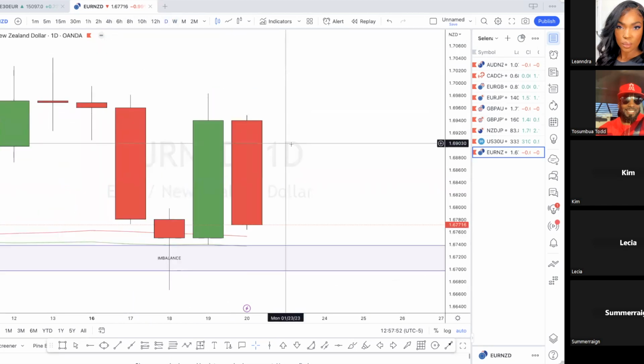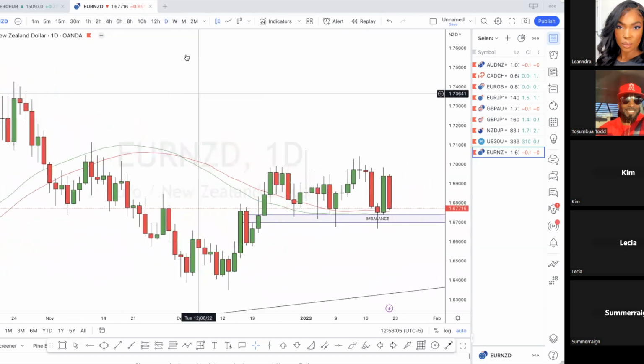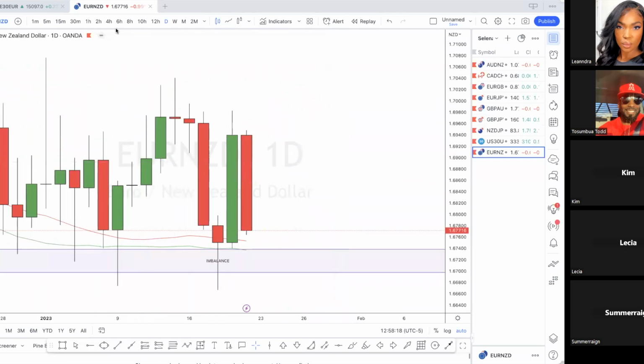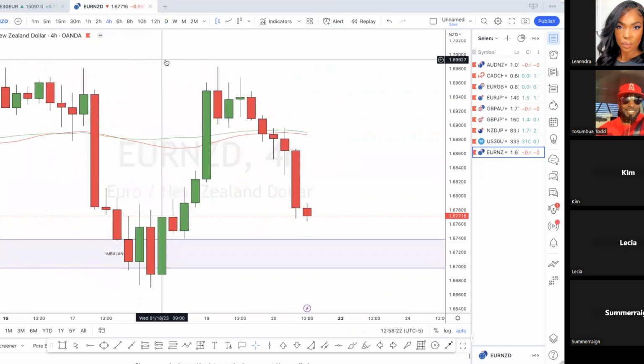So where did we say that imbalance came from? Oh, okay, I see what I did. So yeah, it completed or filled in this imbalance. Bought up. So yeah, I agree. It's fine. Can we look at another way, just for a little confluence?